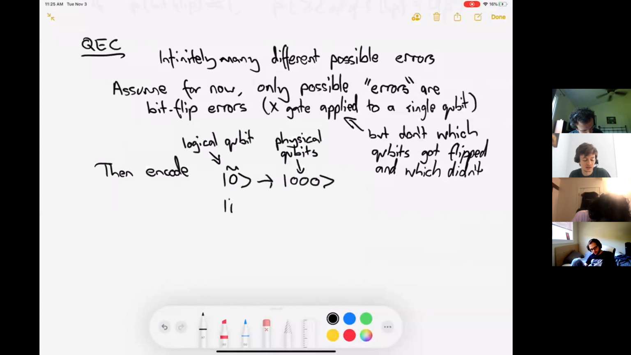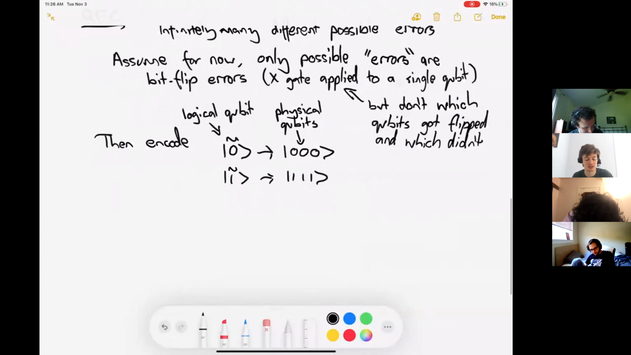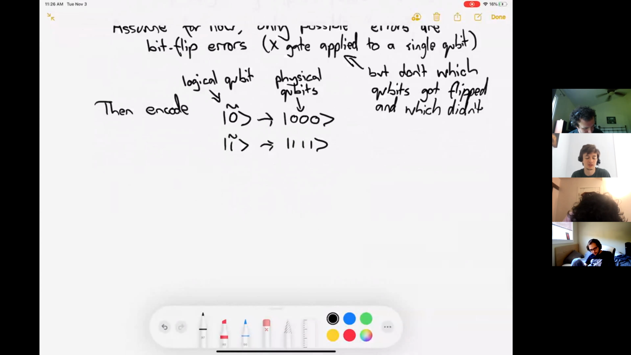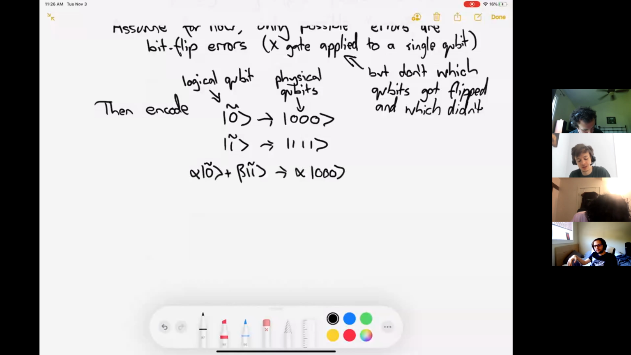And the 1 state for the logical qubit is going to get encoded as 1, 1, 1. The tildes represent that it's the logical qubit as opposed to the physical qubits. But we should think of the two sides as being the same state. And so just by linearity, that must mean that we encode some superposition of 0 and 1 as alpha times 3 zeros plus beta times 3 ones.